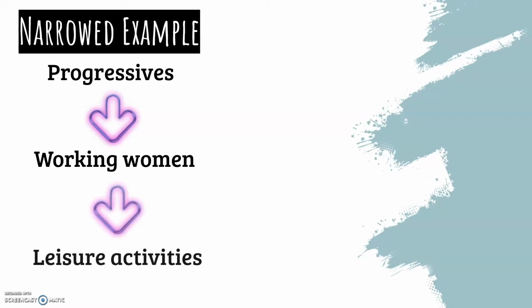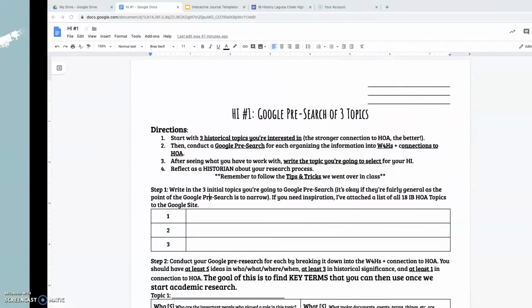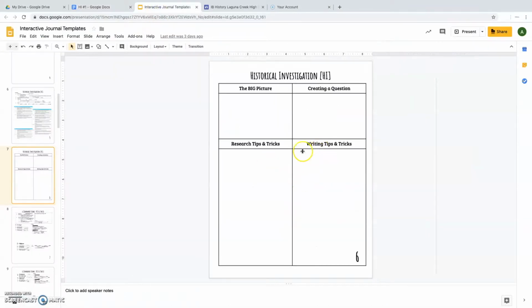And maybe you find that there is something about leisure activities. And so now we can talk about leisure activities and how the progressive movement impacted women in the expansion of their leisure activities. You see how it's much more specific, still talking about what we initially set out to look at, but it's going to allow us to dive deeply into the specific topic and be able to stick to that 1,300 words.